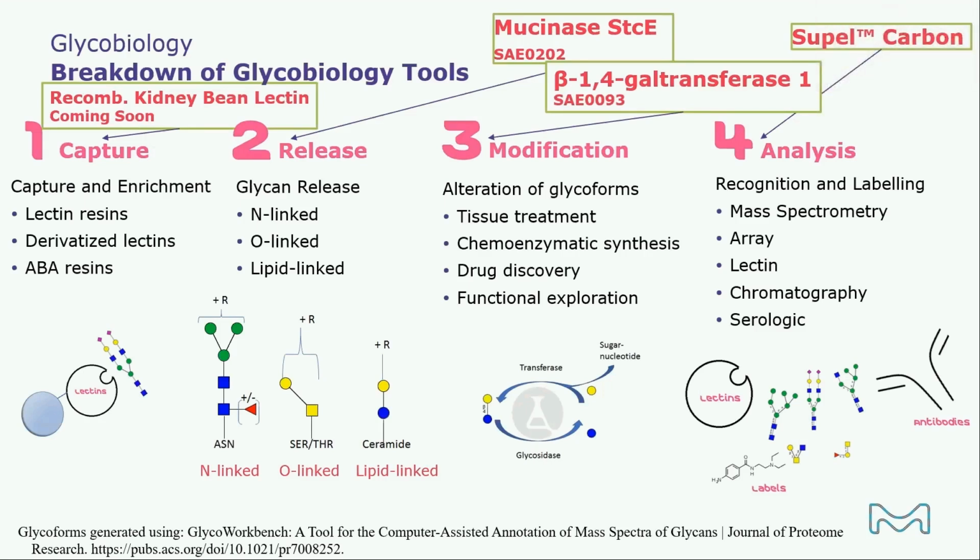You see the Supel Carbon product is a chromatography tool for analysis of glycoforms that you're going to hear more about in the talk. Beta-galactosyltransferase is a modifying enzyme that will add galactose to certain oligosaccharides. Mucinase is a neat product that is brand new. It will digest mucins, which are notoriously difficult to access large O-glycoproteins. It's a protease that is selective towards mucins. And then we have coming soon some recombinant kidney bean lectin, which could be used for oligosaccharide capture or recognition.